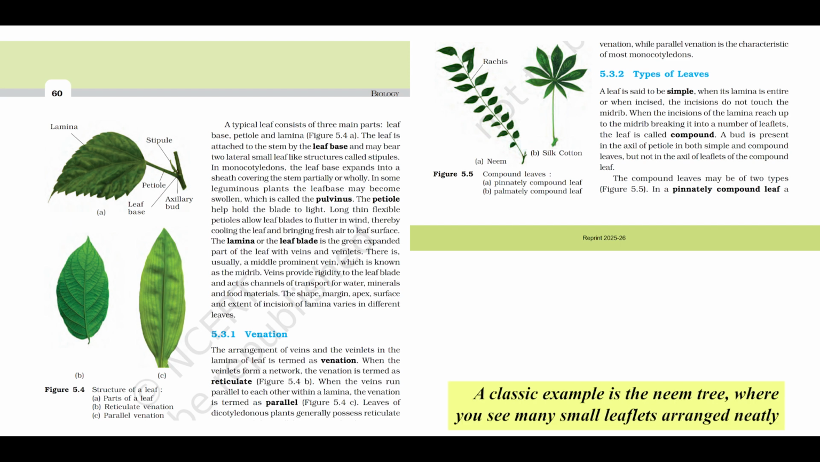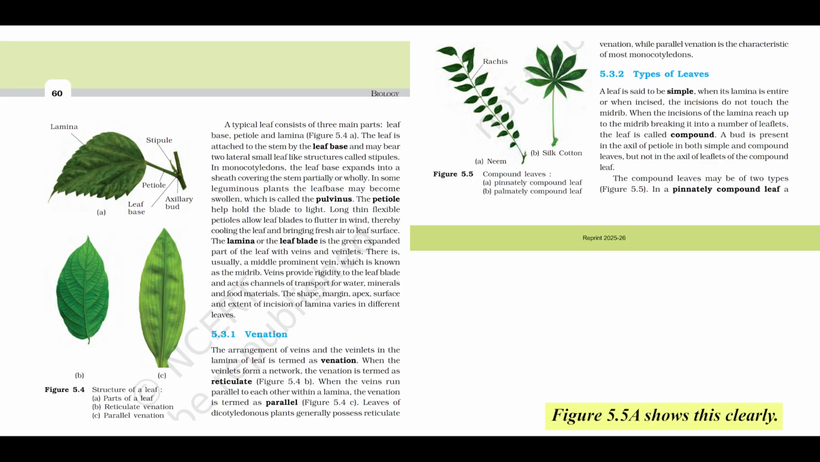A classic example is the neem tree, where you see many small leaflets arranged neatly along that central stalk, the rachis, almost like the barbs of a feather. Figure 5.5a shows this clearly. Pinnate, like a feather, leaflets along a central rachis.